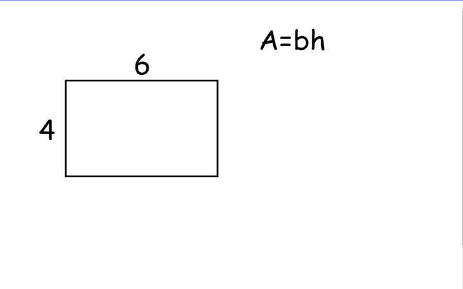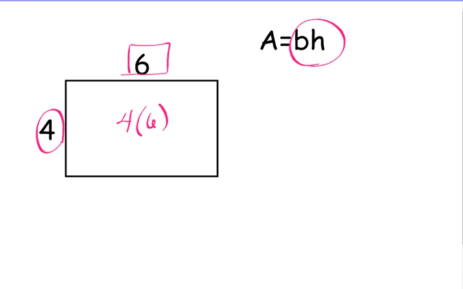Now, if I want to find the area of this box, the formula says I'm going to multiply the base times the height. Okay, so that would be 4 times 6. All right, that of course is 24. So the area of this particular box is 24.